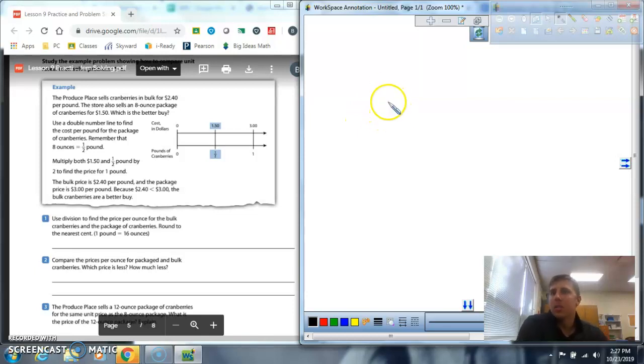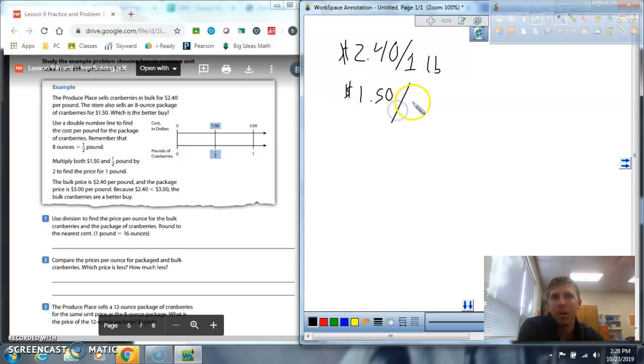So, this produce place sells cranberries in bulk for $2.40 per pound. We'll go ahead and write that. It's important information. $2.40 per 1 pound. Okay, it also sells 8-ounce packages of cranberries for $1.50. $1.50 per 8 ounces. Okay? And then it says, which is the better buy?